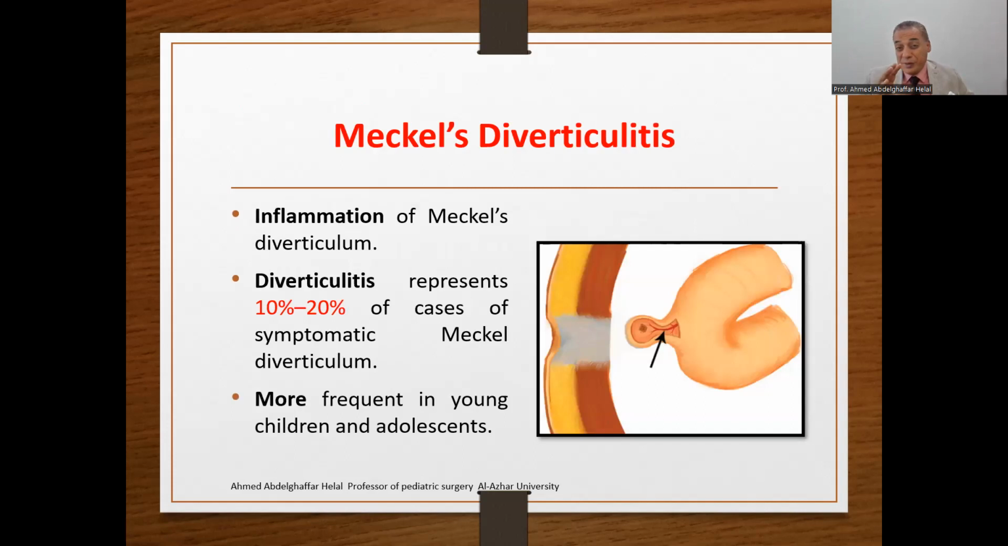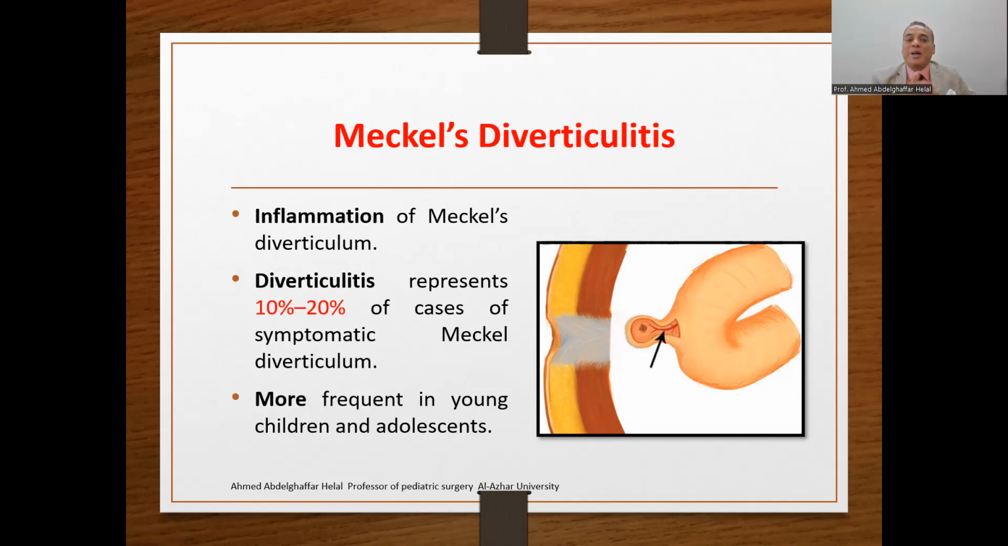The third presentation is Meckel diverticulitis. So the first one is bleeding Meckel diverticulum, and how to diagnose; what's the clinical presentation? The second one is intestinal obstruction, small bowel obstruction. What are the causes of bowel obstruction in Meckel? How to diagnose? The third part is Meckel diverticulitis, inflammation of the diverticulum, like acute appendicitis.